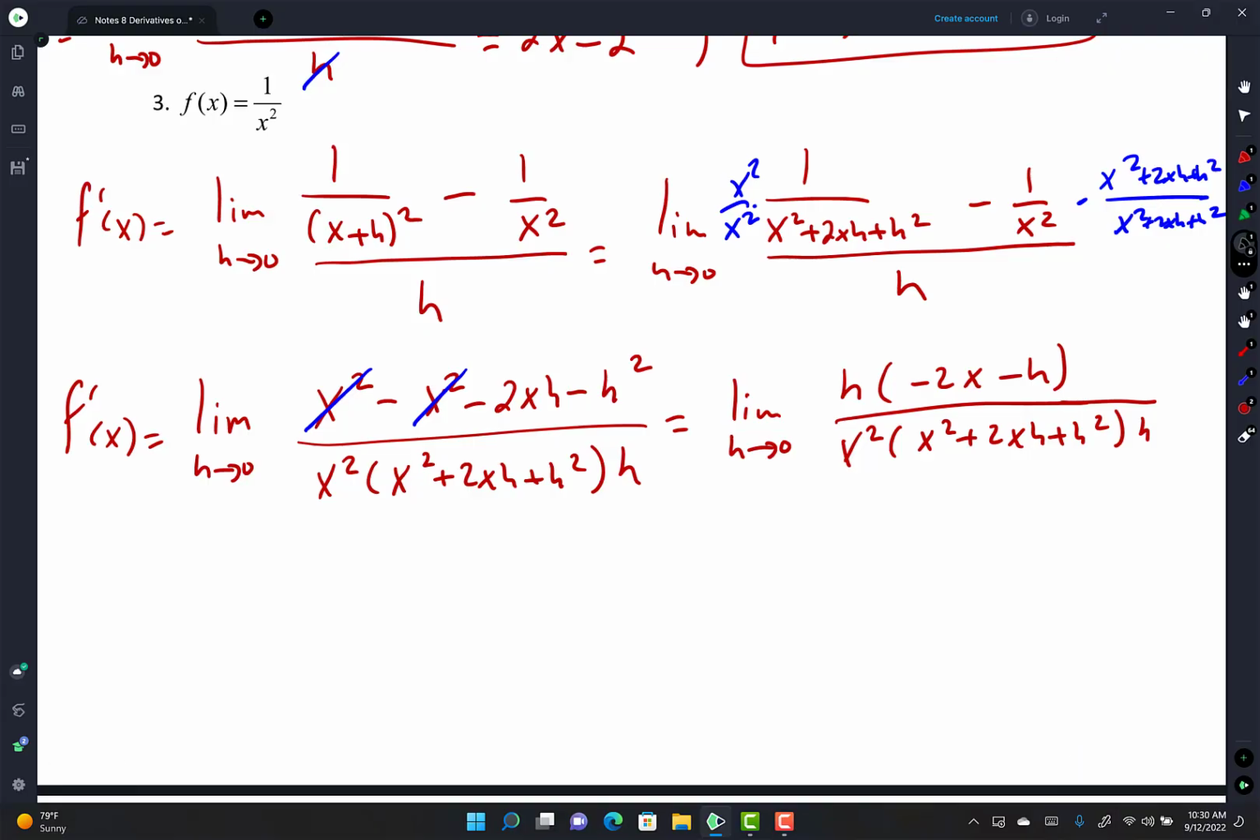Now the h's cancel. I'm slowing down, guys. Now the h's cancel. And h is approaching 0, and I can do direct substitution now. That's an x squared down there. So here's what you're going to get.